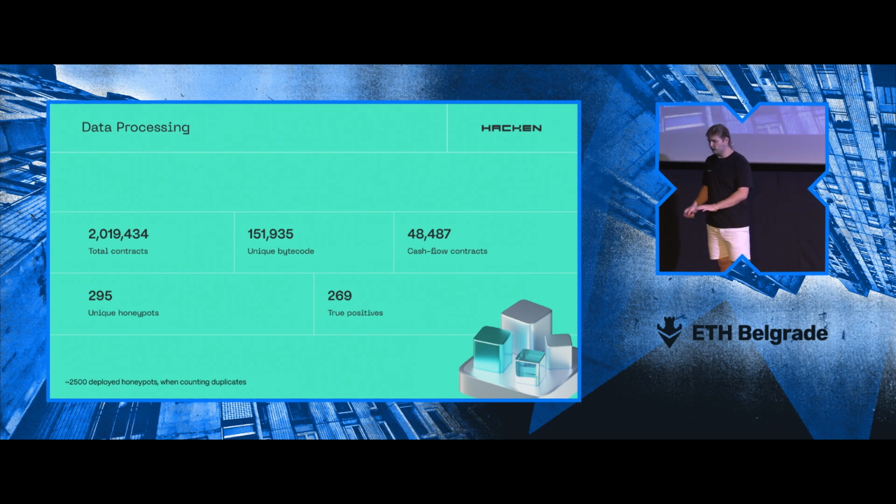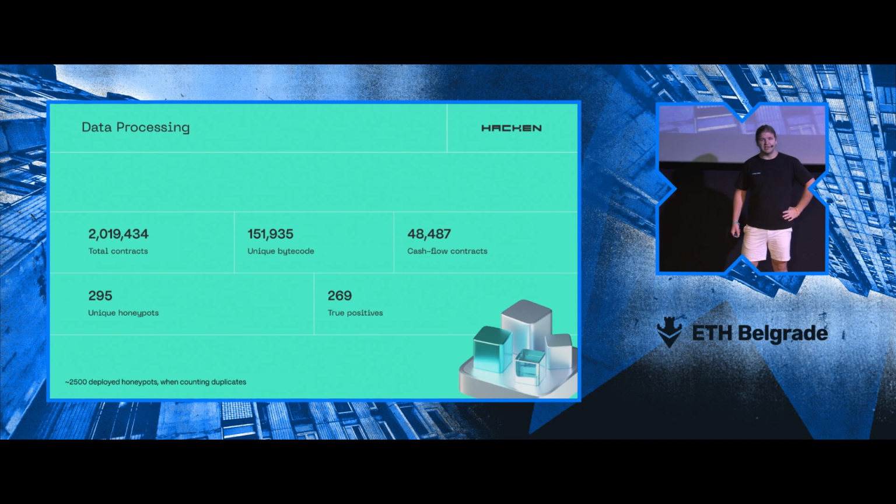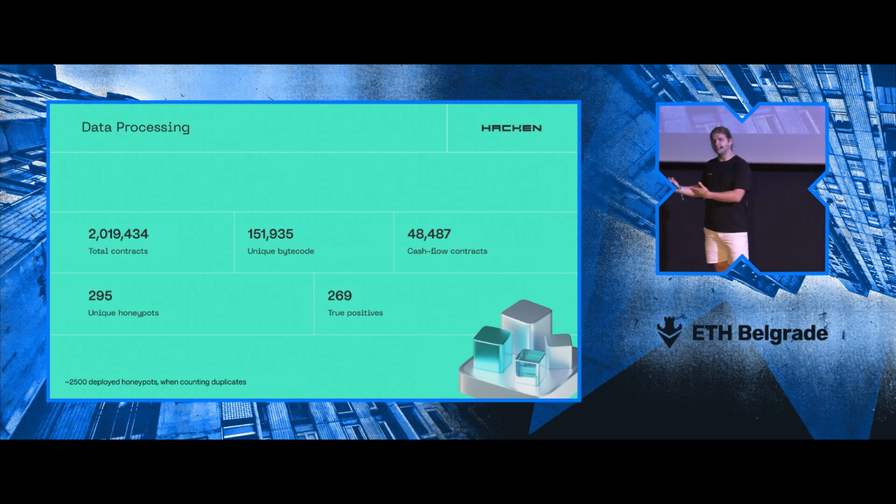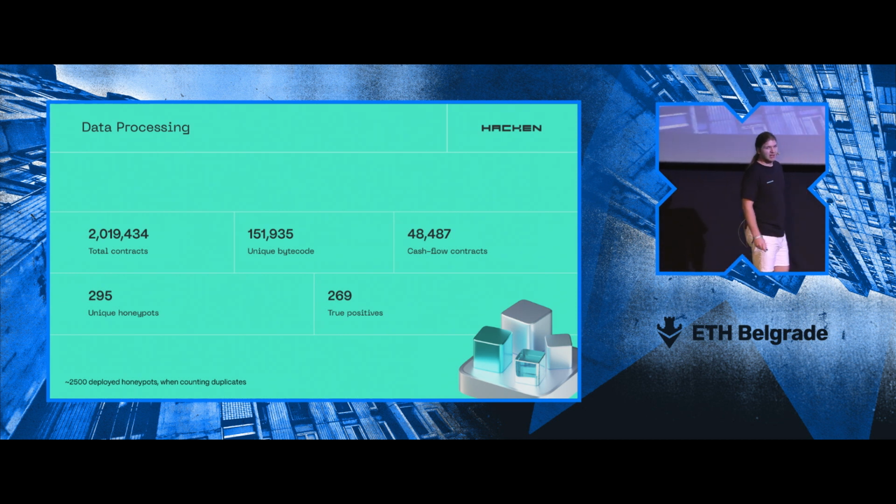And of that, only 50,000 are cash flow contracts. And of that, and this is why they're obscure, like 300 honeypots, right? And that's a lot more deployed honeypots, because if one works, you're going to deploy it a gazillion times. But it's not that many. Today, there may be like a couple hundred more.